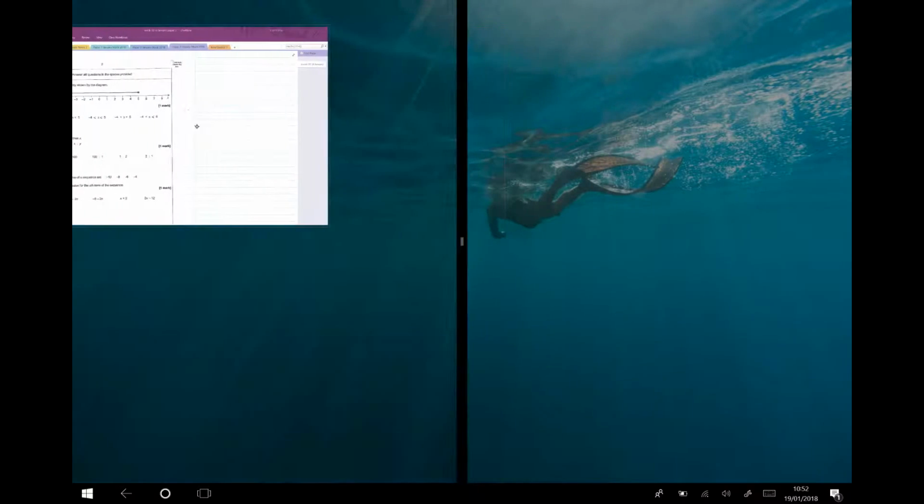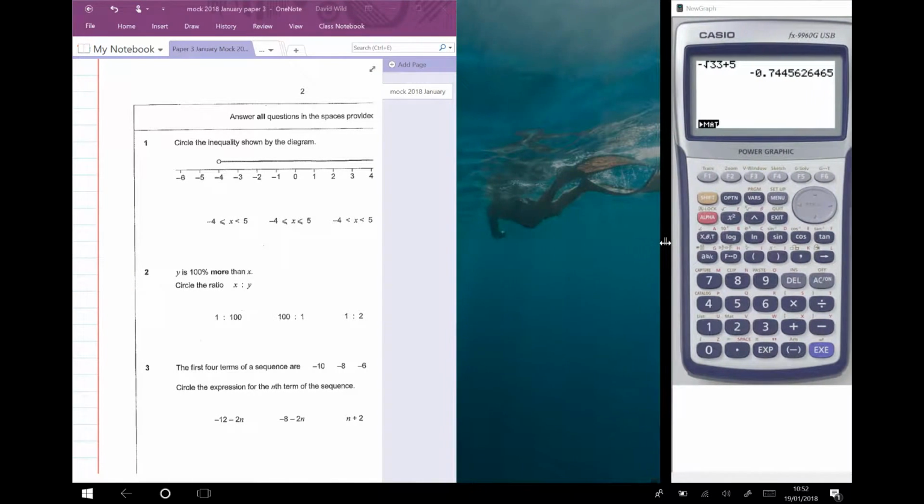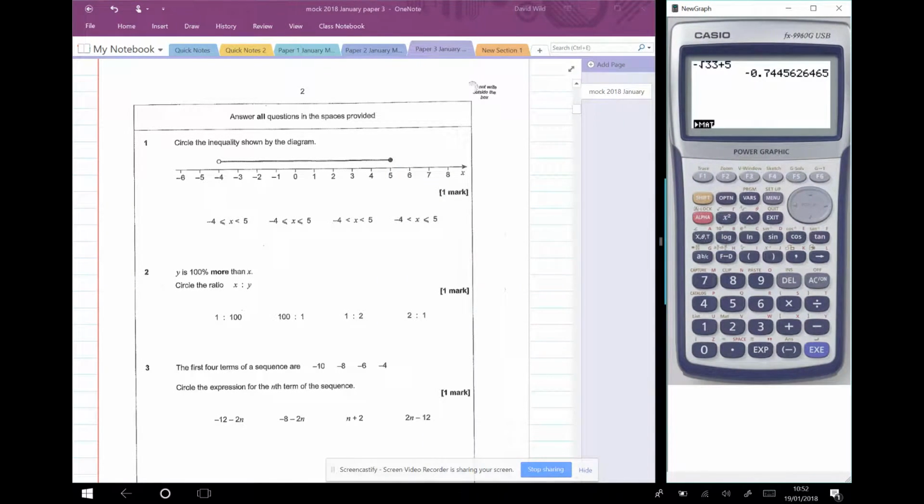Right, this is paper 3, and we're going to have the calculator up again. Here we go. Right, so question 1. Circle the inequalities shown by the diagram.